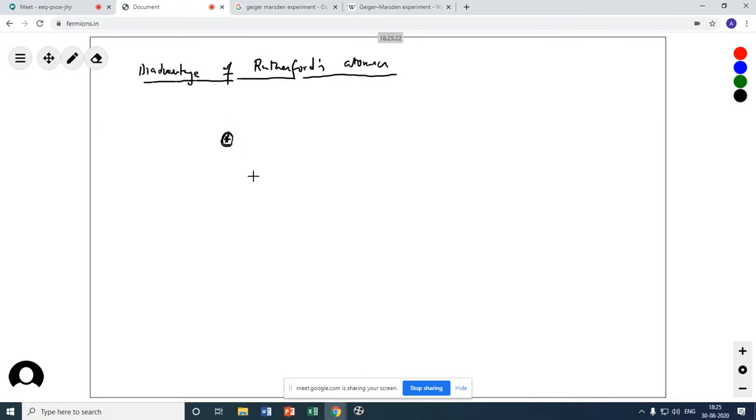But according to classical electromagnetic wave theory, an accelerated charged particle emits radiation in the form of an electromagnetic wave.